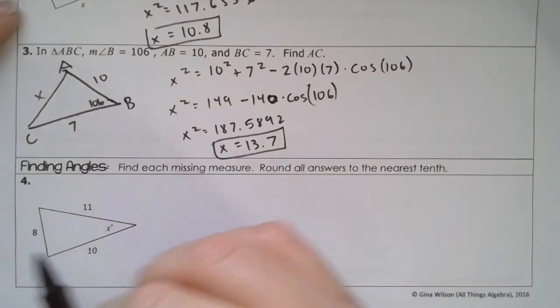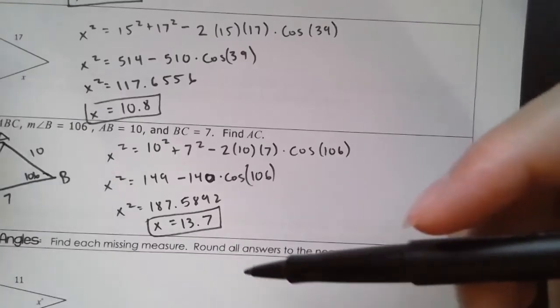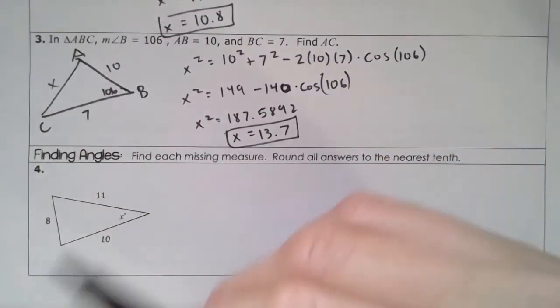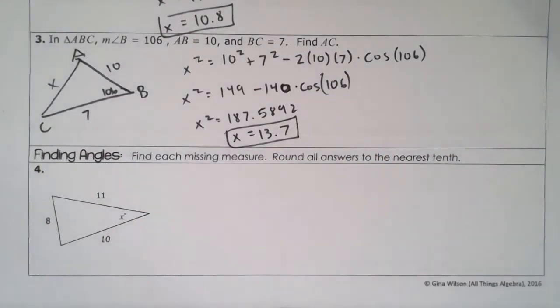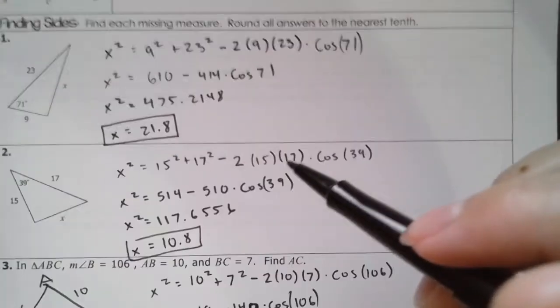You've got the 3 side measures, so you're just going to plug into the formula as you would, but you're going to find the cosine of whatever angle measure. You're just going to take the inverse at the very end, and that's really all there is to it.